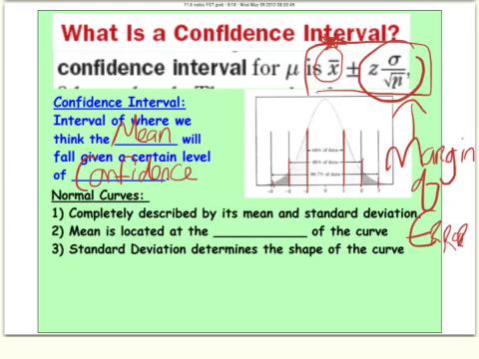Some things to keep in mind about normal curves. It's completely described by its mean and standard deviation, and that's why we can use it. The z-score is the number of standard deviations the data is from the mean, and that's where on here the numbers 1, 2, and 3 are the z-scores. The second point, the mean is located at the center of the curve, and therefore we have a standard normal type of distribution. It's equally symmetric. The third thing is standard deviation determines the shape of the curve. So depending how many deviations we want to go from the mean. And let me show you some more information about these.